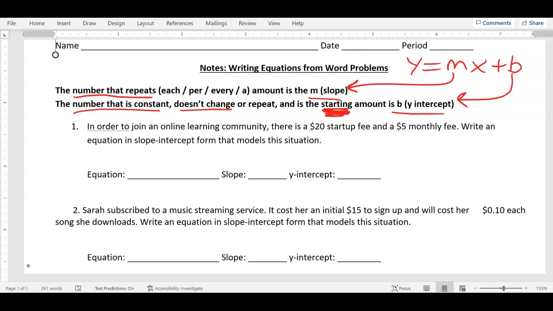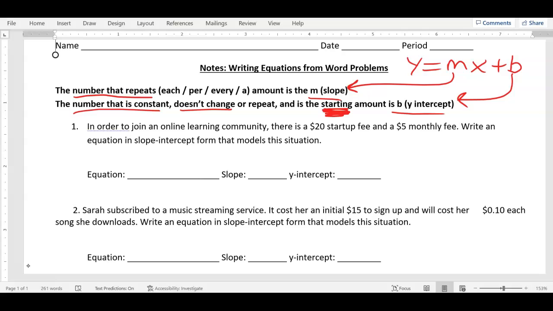Okay, so now all we got to do is read a problem and figure out which one's which, and then write our equation. Cool? Let's do number one. Now, here's the part where we get stuck. We got to read it, okay? So don't get, I know it's scary, just read it, then think about it.